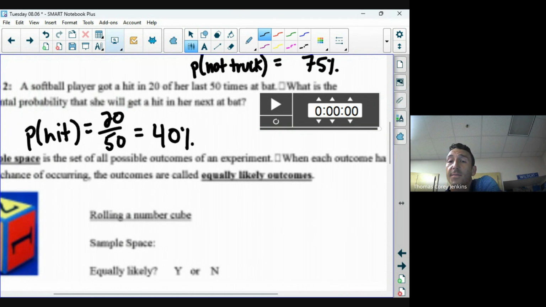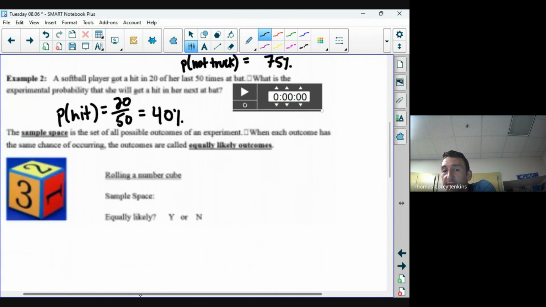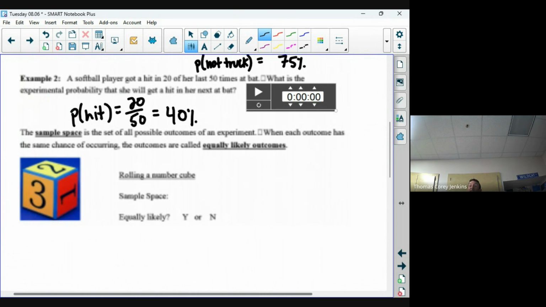All right. So sample space is what we touched on yesterday. Sample space is the set of all possible outcomes of an experiment. When each outcome has the same chance of occurring, those outcomes are called equally likely outcomes. Okay, an easy example to view this through is a die.